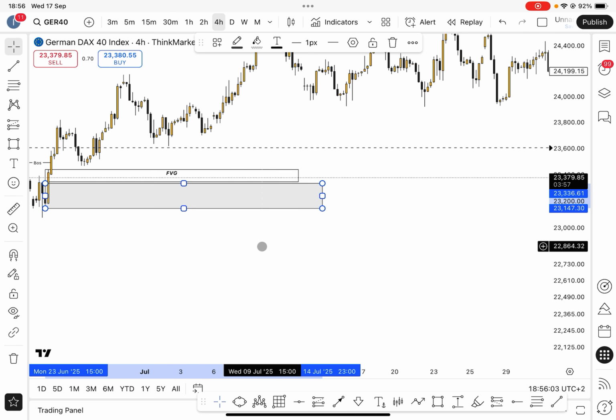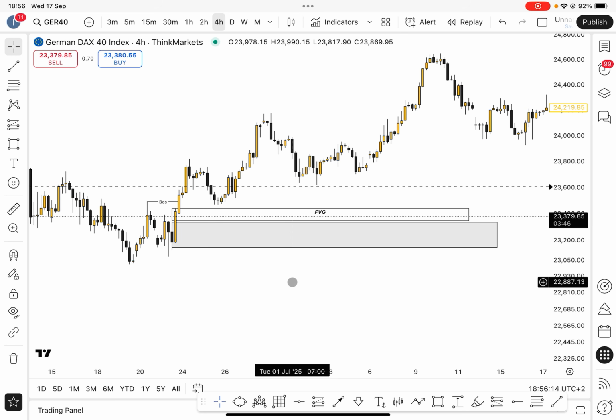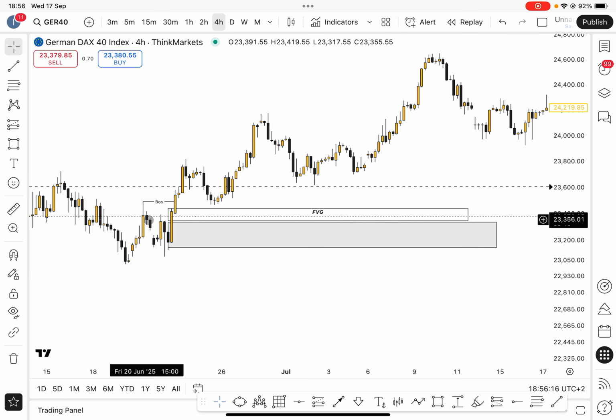Fourthly, there must be a liquidity grab before the OB was formed. We could see here that there's a liquidity grab. We could see price first of all came, swept liquidity, before forming this opposite candle, before moving to the upside.